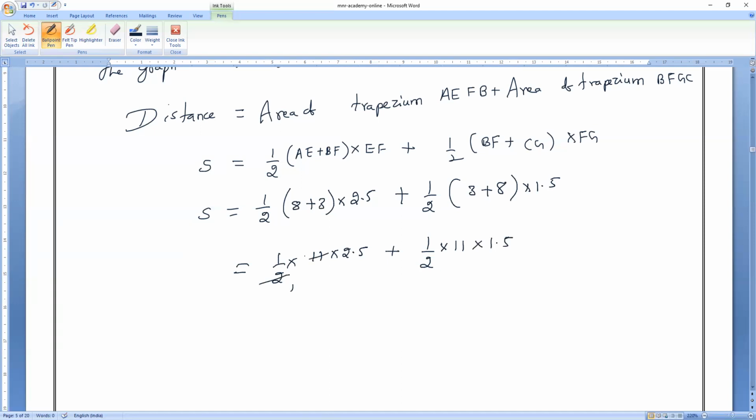So 2 ones are 2, 5.5. Is it okay, guys? Please respond. So 5.5 into 2.5 plus 5.5 into 1.5. Let me see who will say first. 5.5 into 2.5, answer fast, please. 13.75, plus 5.5 into 1.5 is 8.25. Add both and you get 22 meters.